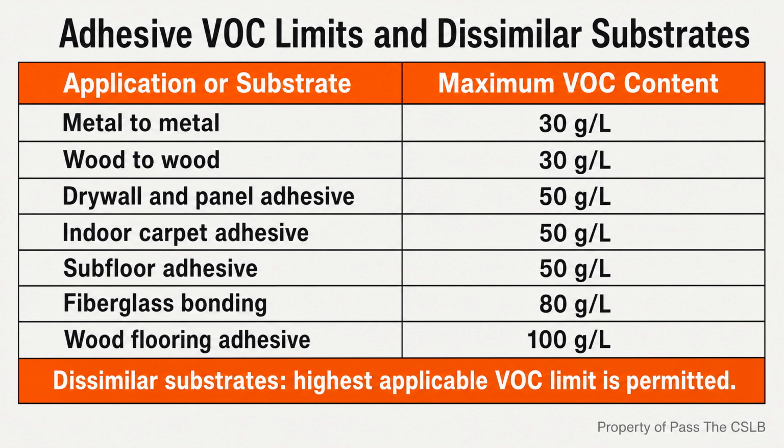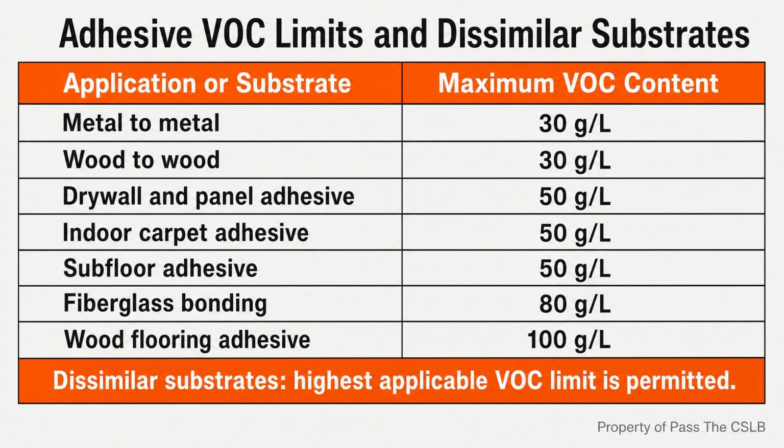There is also a separate content restriction. California Green identifies chloroform, ethylene dichloride, methylene chloride, perchloroethylene, and trichloroethylene as prohibited compounds in the covered adhesives and sealants. A product is not acceptable merely because its total volatile organic compound number falls below a table limit. Both the applicable limit and the prohibited content rule matter.